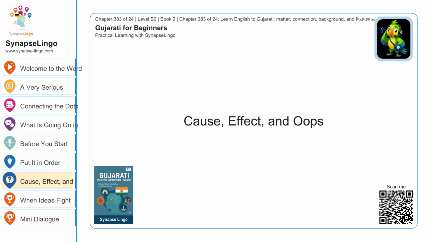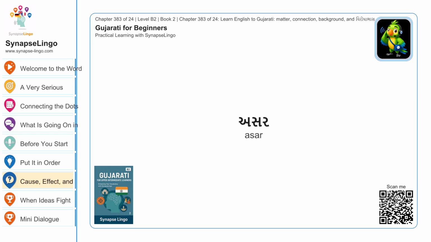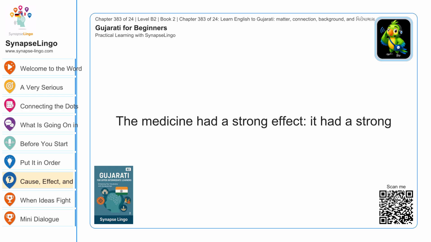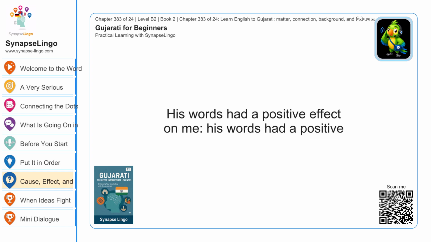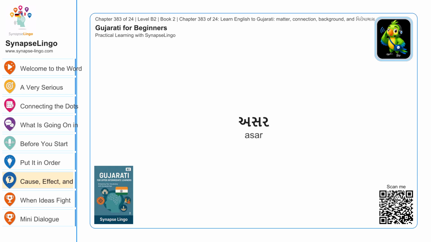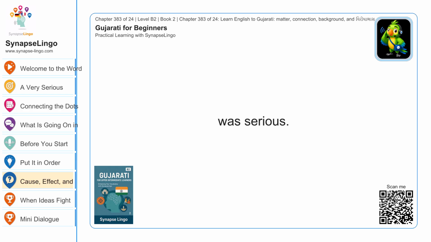Cause, effect, and oops. Here comes a pair of useful words. One is what happens. The other is the fuller outcome, often after your bad decision meets reality. Effect is અસર. And consequence is પરિણામ. The medicine had a strong effect, it had a strong અસર. His words had a positive effect on me, his words had a positive અસર. Every action has a consequence. Every action has a પરિણામ. The consequence of the mistake was serious, the પરિણામ was serious.